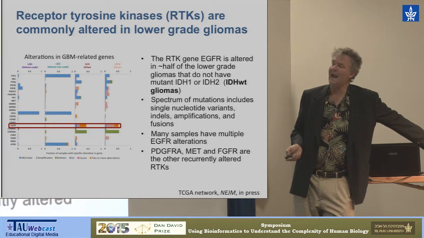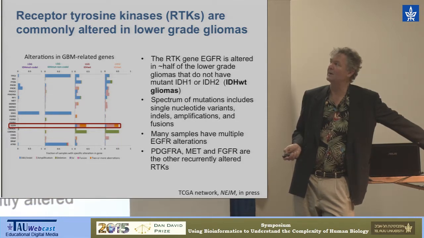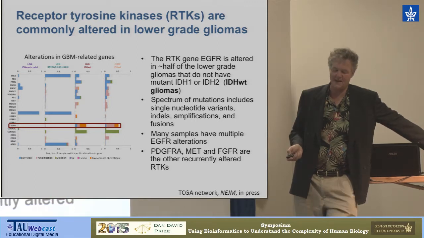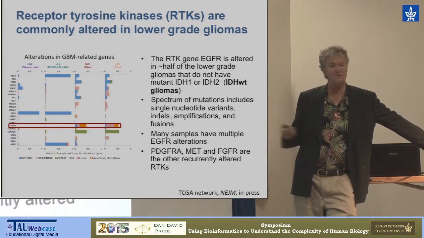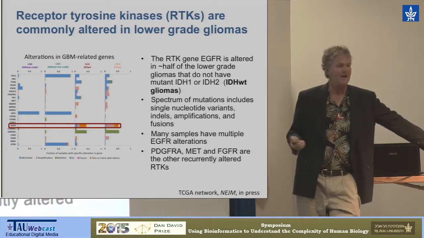When we were looking at these and other lower grade gliomas, we found that another hallmark of glioblastoma showed up, again, somewhat unexpectedly. So whereas P53 is kind of like the brakes that keep you protected from cancer, when you lose P53, it's like not having any brakes.